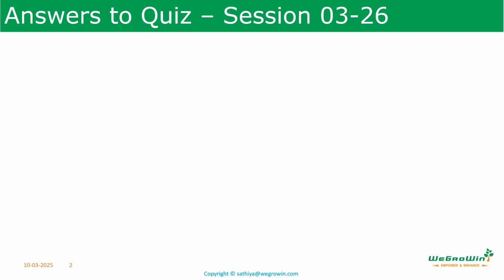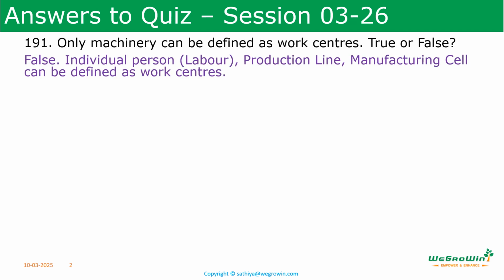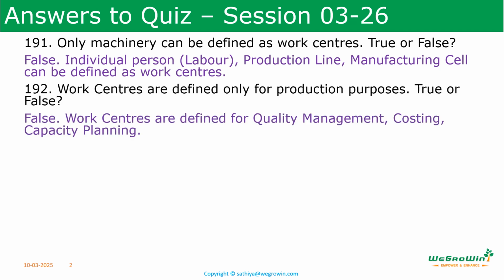Before going to the session, let us see the answers for the quiz we discussed in the last session. Only machinery can be defined as work center. True or false? False. Because individual person like labor, production line, manufacturing cell also can be defined as work centers. Work centers are defined only for production purpose. True or false? This is also false. Work centers are defined for quality management, costing, and capacity planning.